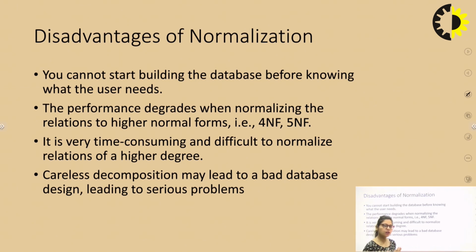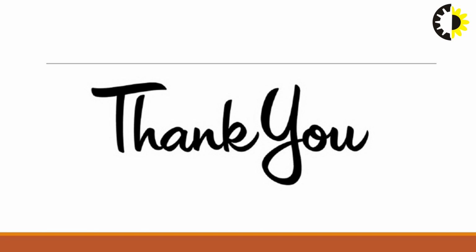The performance degrades when normalizing the relation to higher normal forms, that is 4NF and 5NF. The performance will always degrade, whatever data set you have, if you are normalizing relations to higher normal forms. It is very time consuming and difficult to normalize relations of a higher degree. The next one is careless decomposition may lead to a bad database design, leading to serious problems. These are the disadvantages. Thank you so much for this lecture.